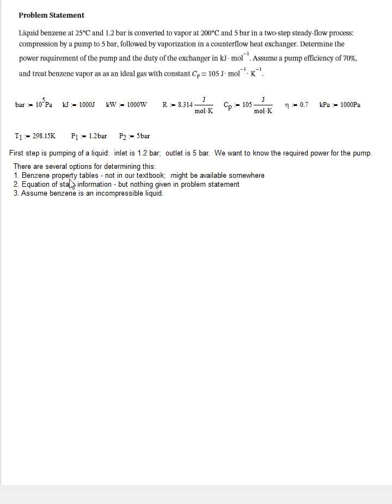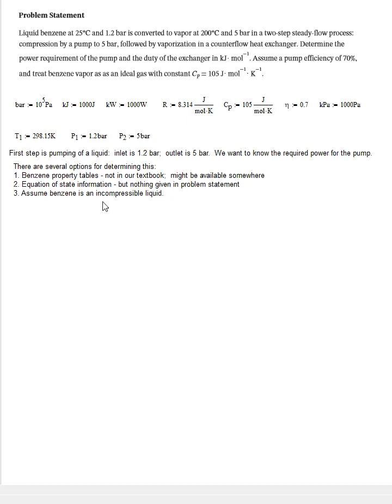Unfortunately, we do not have benzene property tables in our textbook. They might be available somewhere, but here we're assuming that you have only the information in your textbook to solve the problem. The next option is we could use equation of state information. Go back to chapter 6. We did a lot of problems like this where we used equation of state and heat capacity to calculate delta H. But nothing is given in the problem statement. We're dealing with liquids here.